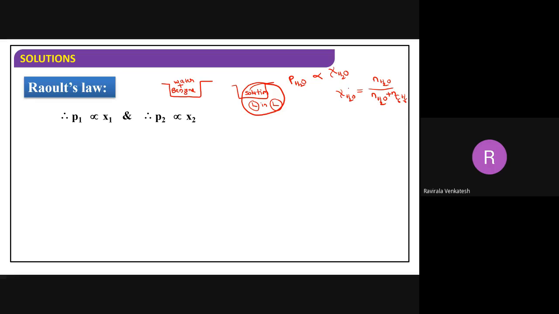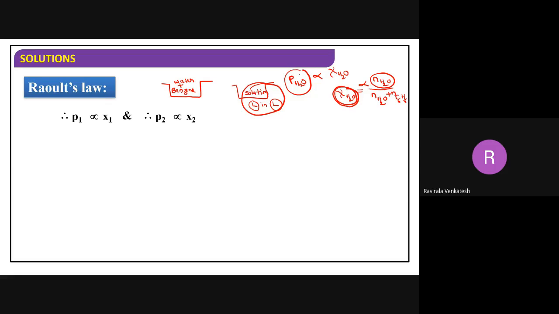Now this mole fraction of water is directly proportional to what here? Number of moles of water. Correct or not, beta? Bhuvaneshwari? Yes, sir. Now, if I take more amount of water, number of moles of water also will be more. Right? Mole fraction also will be more. When mole fraction of water is more, partial pressure of water also will be more.